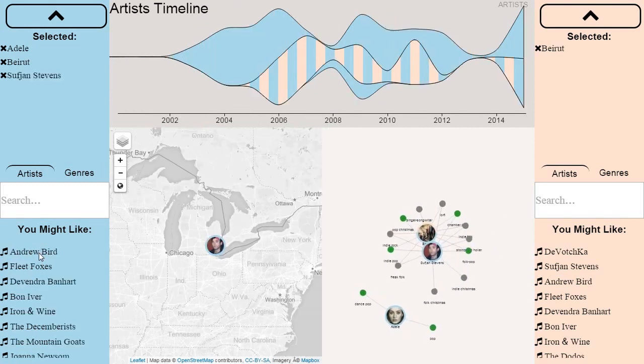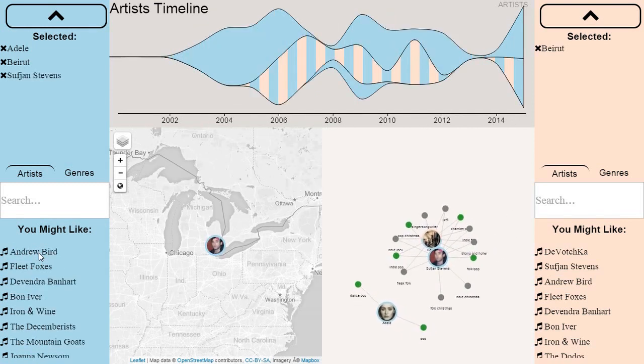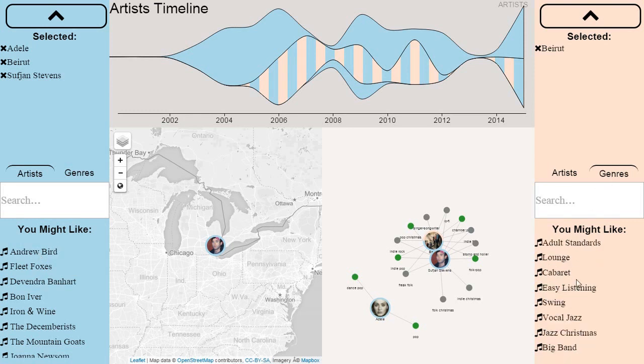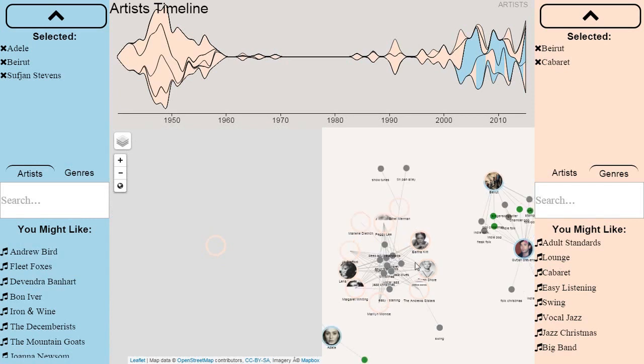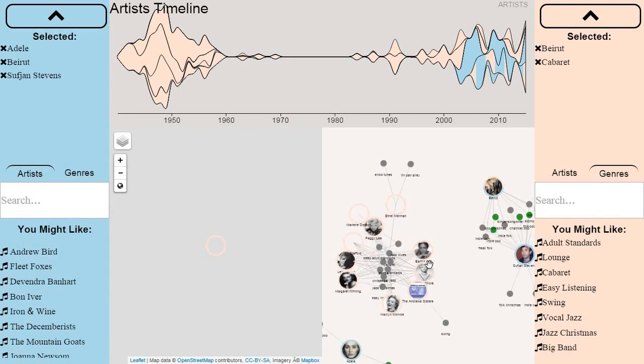Also, what's cool is that on the bottom part of each user interface, we have some suggested artists, and in this case the vodka. So if we click, these new artists also get inserted in the map, in the timeline, and on the force graph, and we see that common artists get clustered together.